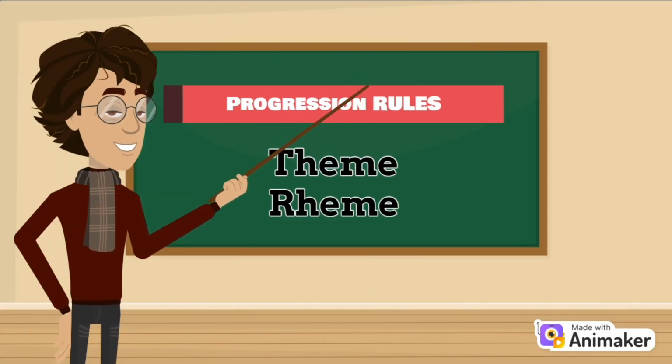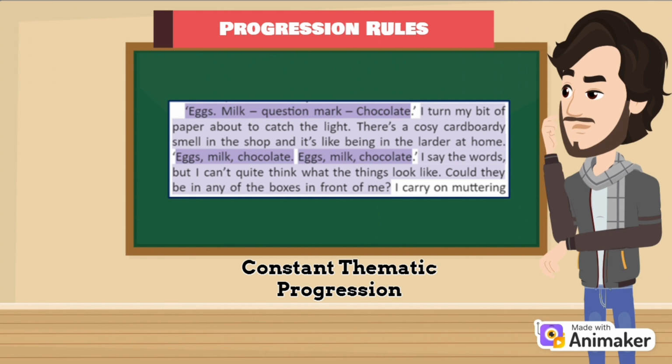In sentences, there is a theme, which is the starting point of the utterance, and the rheme, which is the information added. How these patterns interact are called progression rules. The most recurrent one was a constant thematic progression, where the theme is repeated. Eggs, milk, and chocolate is the theme, and the new information regarding the shopping list is added.